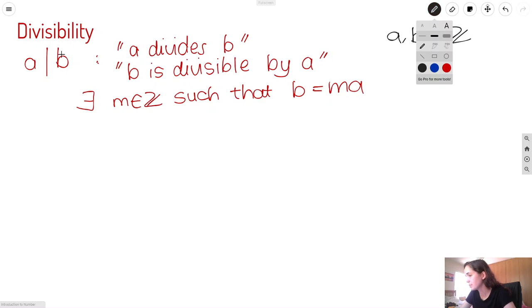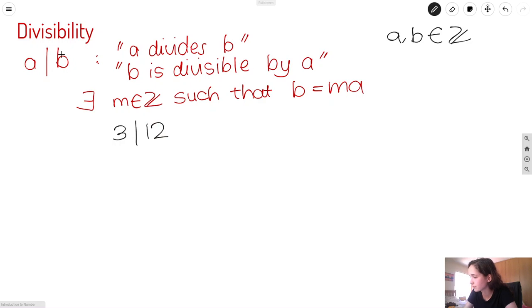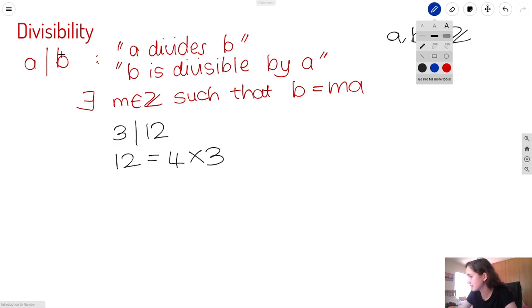So let's look at an example quickly. Say 3 divides 12. This is true because 12 is equal to 4 times 3. So in this case, you can see m is equal to 4. This is the m, 12 is the B, 3 is the A.